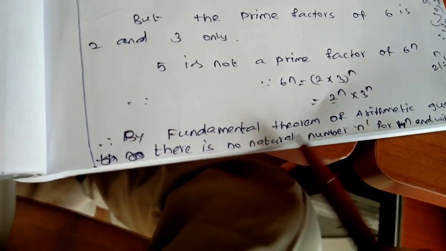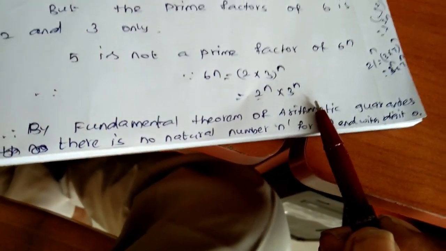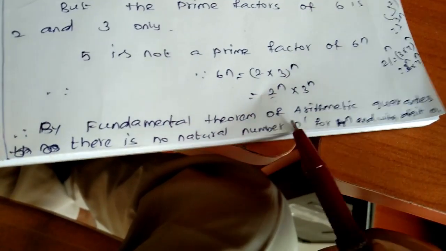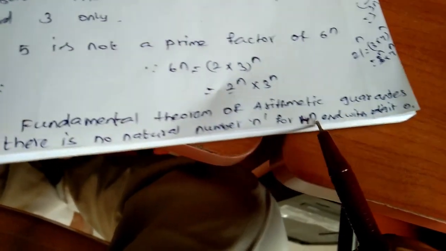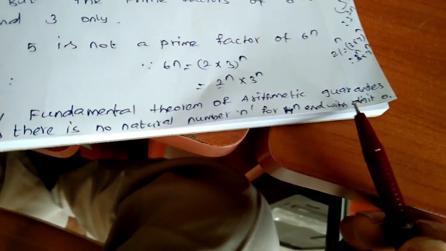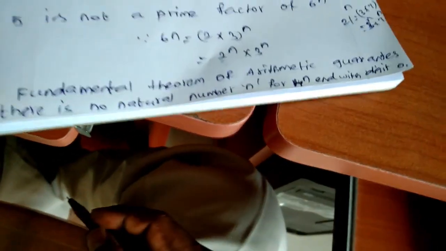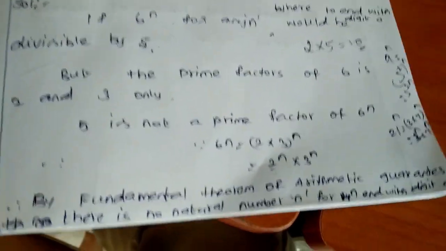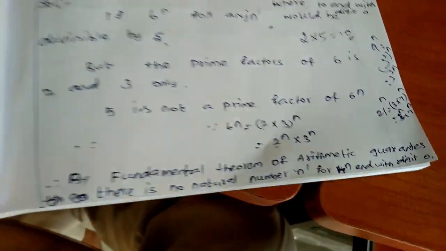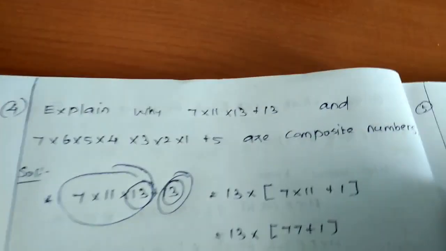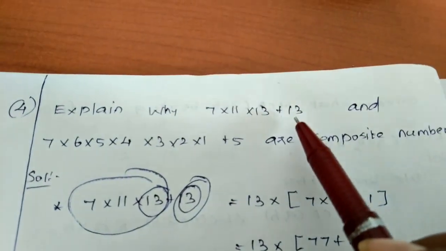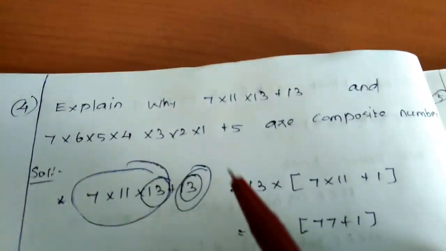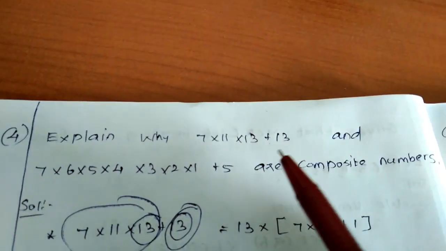So the fundamental theorem of arithmetic guarantees there is no natural number n for which 6 power n ends with the digit 0. Like that you can find your answer and give your solution. Next: explain why 7 into 11 into 13 plus 13 is a composite number.